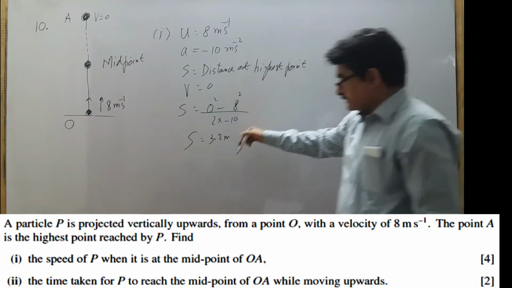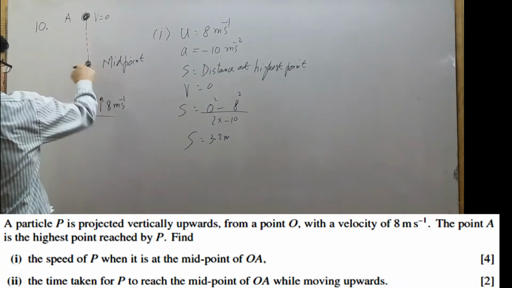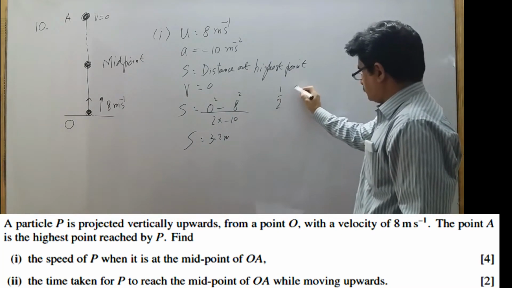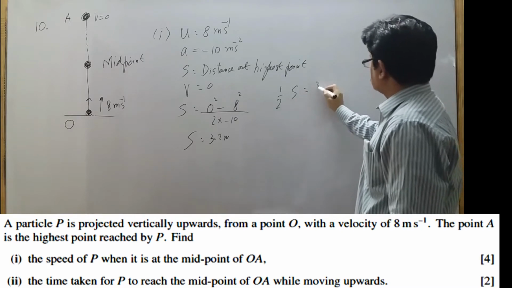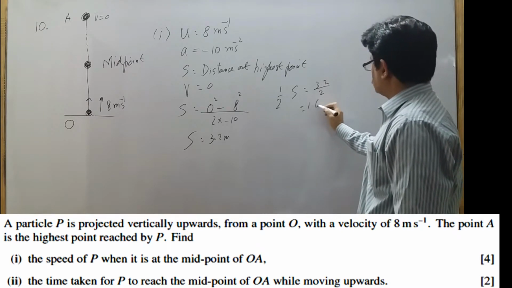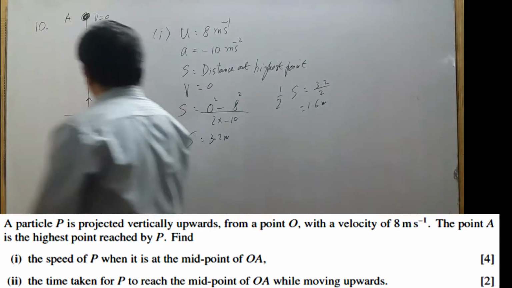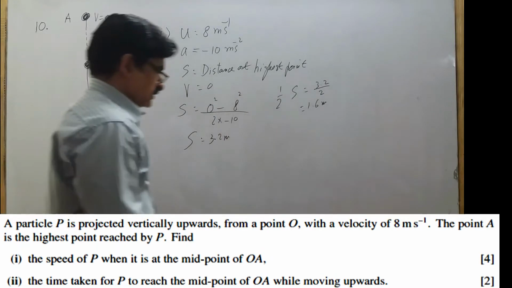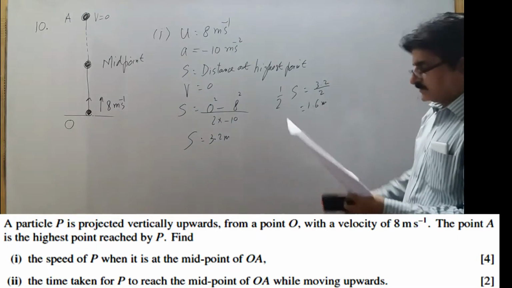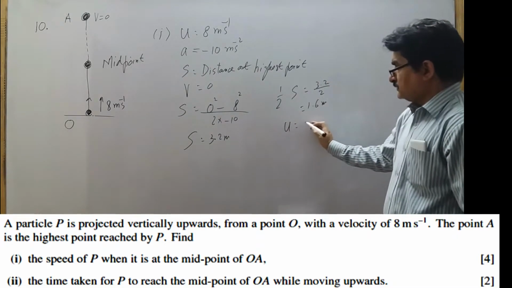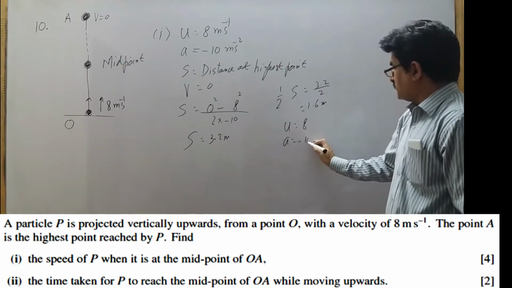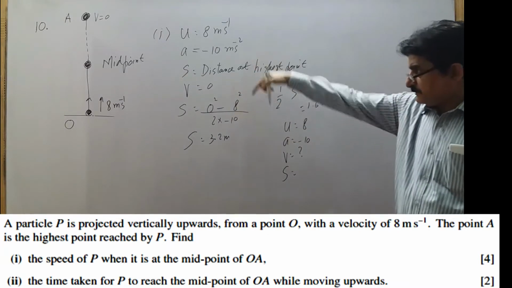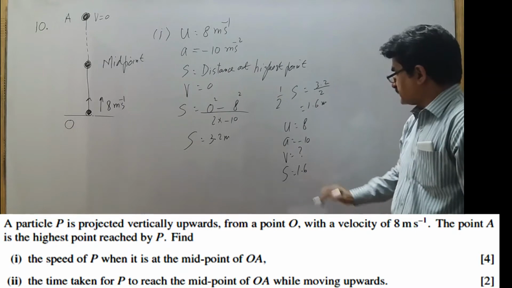So this distance is from this point to this point. What will be this half distance? Half distance, so 1 by 2 of s is equal to 3.2 divided by 2, you will get 1.6 meter. So we have found this distance from initial position O to the midpoint, and we were asked to find the speed. Now we again have u is equal to 8, acceleration is minus 10, and we need v, and now we have the distance up to the midpoint, which is 1.6.